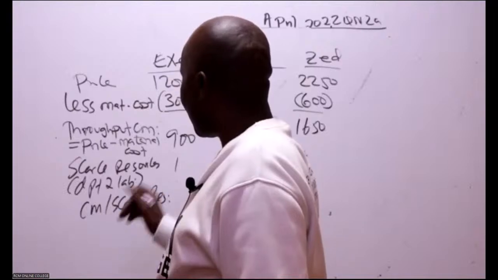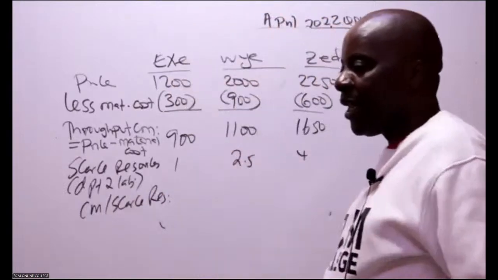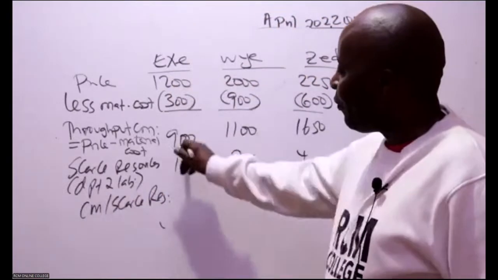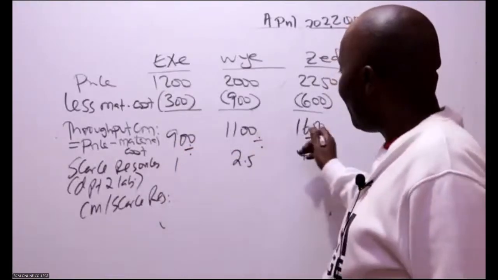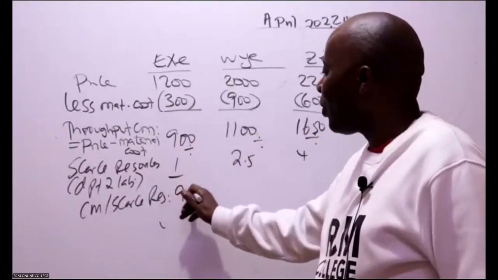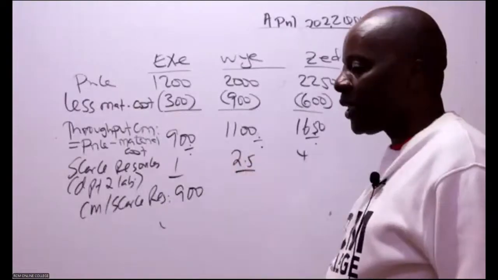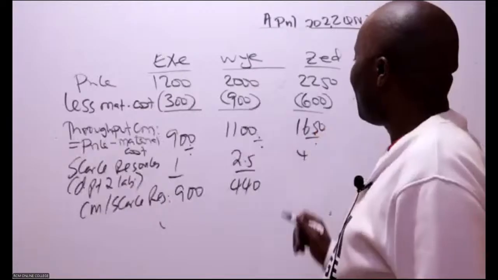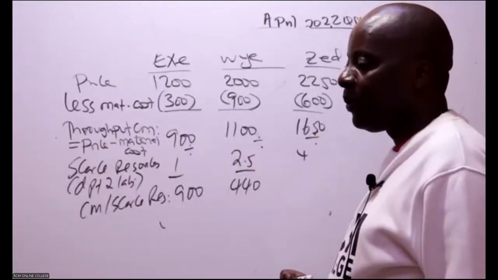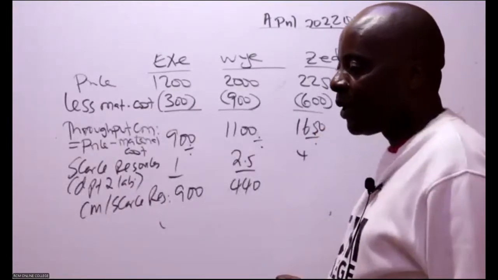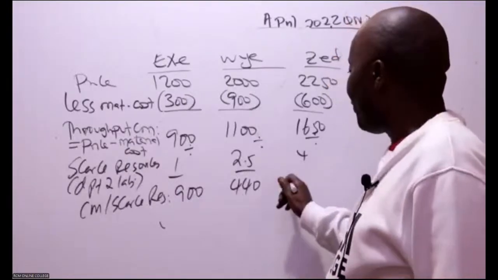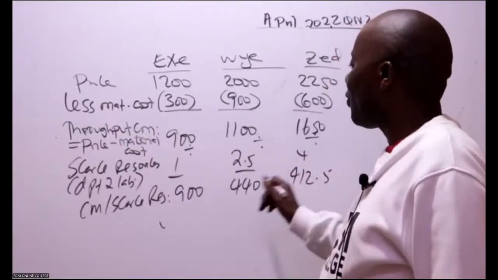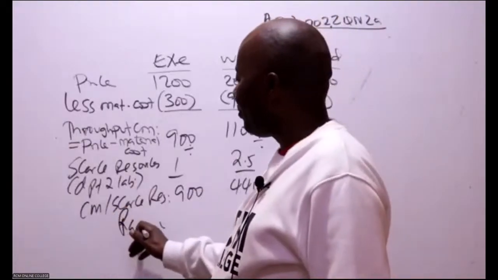You divide. CM per scarce resource, you divide. The first one, so divide this. This will be 900, this divided by this will be what here? 440. Then lastly, 1,650 divided by 4, 412.5. So please go ahead and rank them.